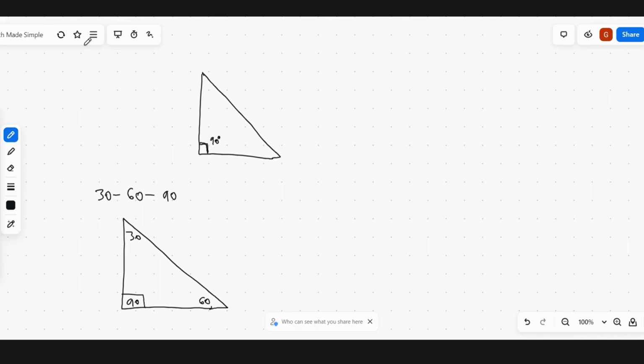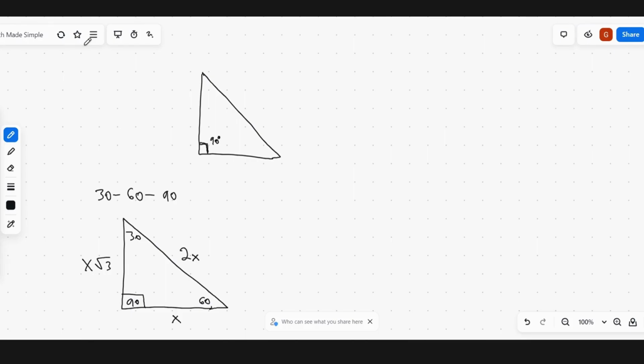What this means is the side length opposite the 30 degrees has a side length of x. The side length opposite the 60 degrees has a length of x times the square root of 3, and the hypotenuse, always opposite the 90-degree angle, is going to be 2x.